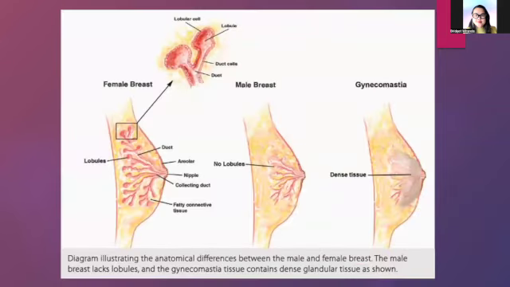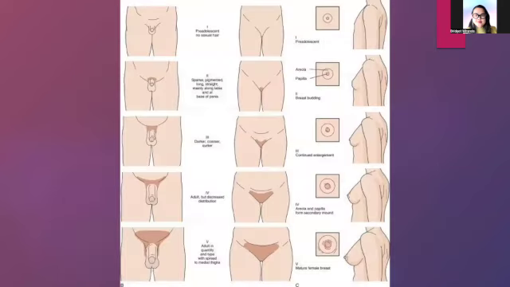Here is the difference between a female breast and a male breast that has dense tissue in it. So in gynecomastia, enlarged breast tissue of the male, there are no lobules to create milk production. We also use Tanner staging for not only breast tissue, but also pubic hair and genital development as well.